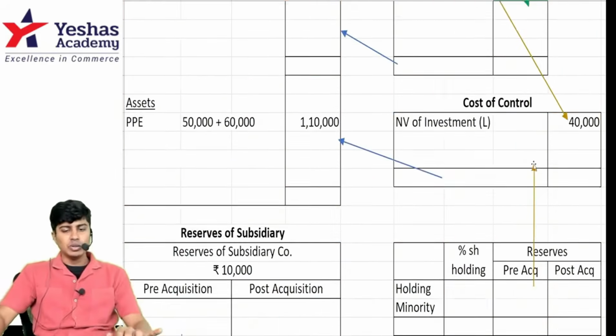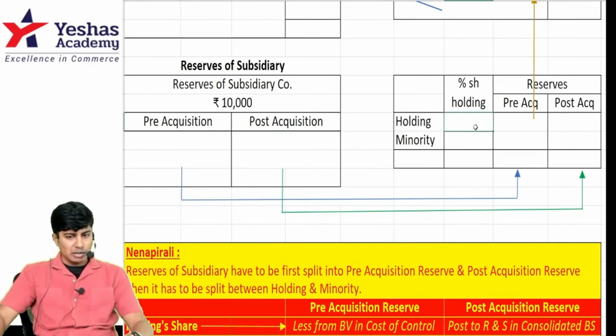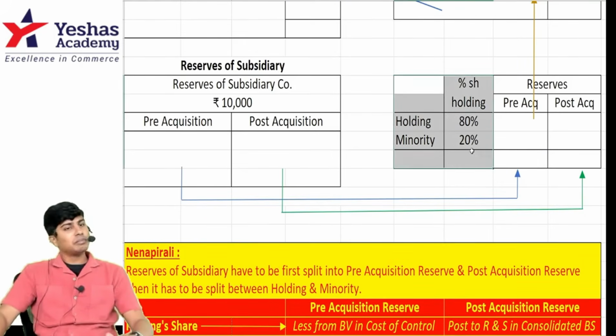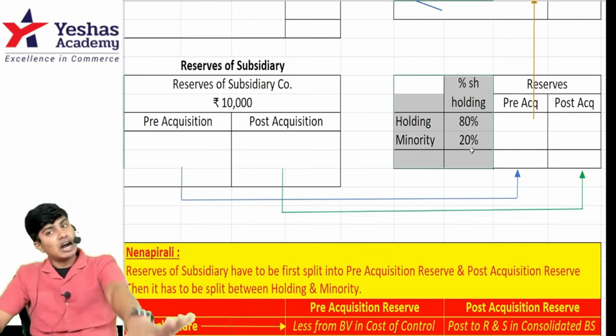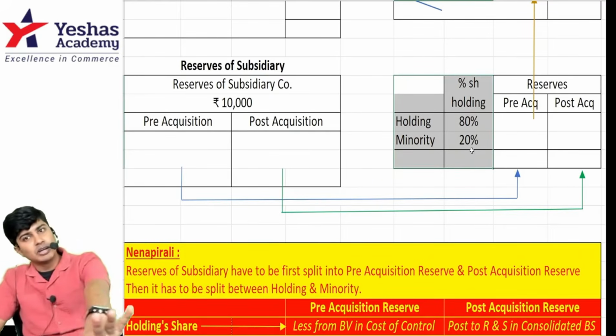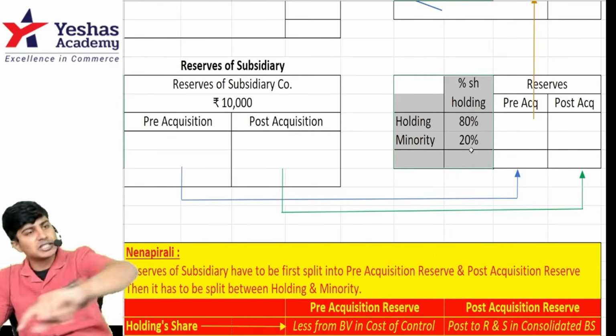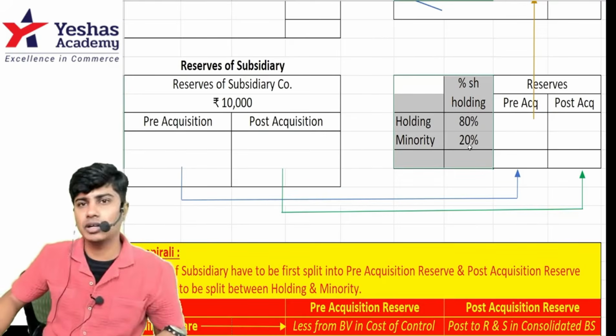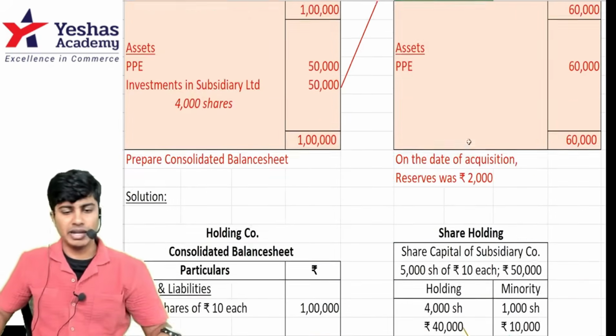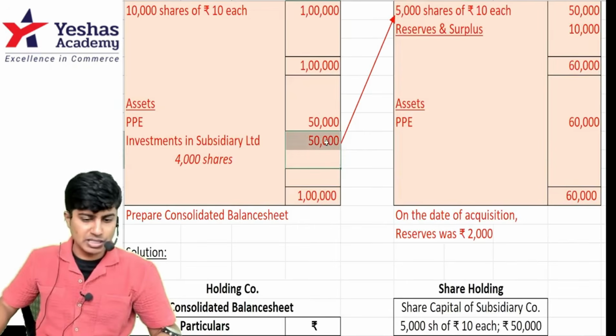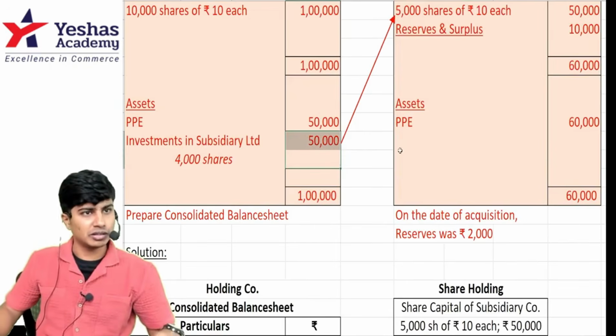So what do I do? I would write a table for splitting the profits between holding and minority in the ratio 80-20. But I don't know the profits now. After I get to know the split between pre and post, then I'll split it between holding and minority. Understood? Come back.